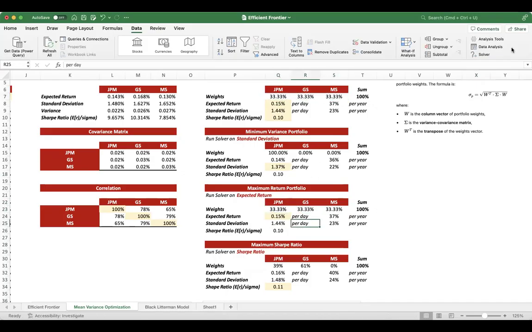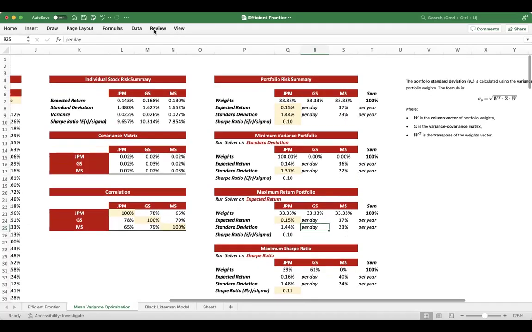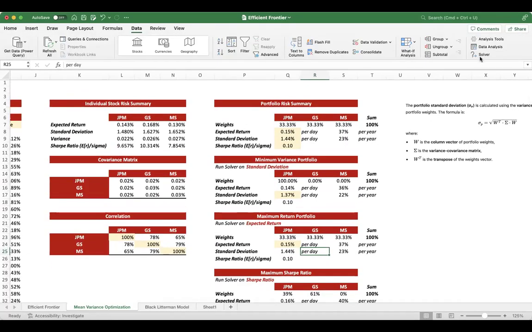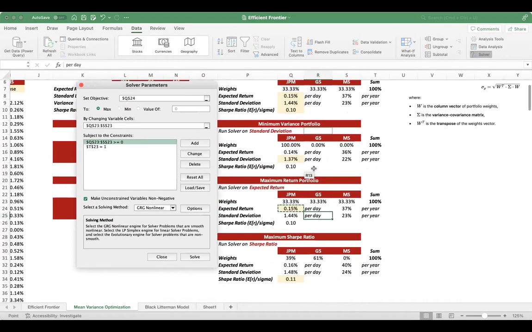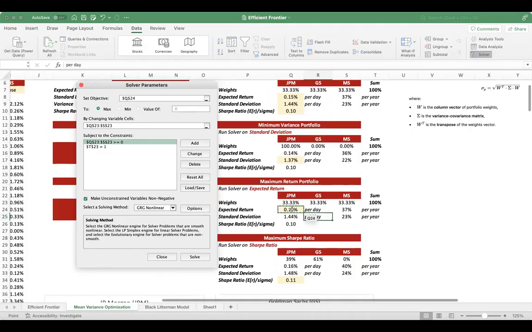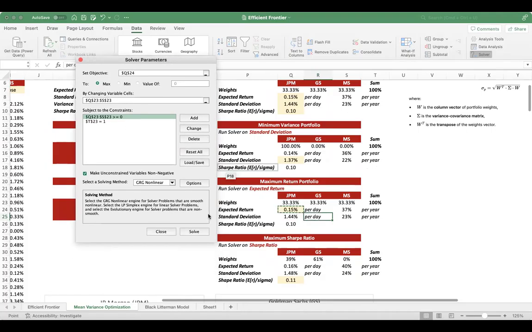Let's say this is my portfolio. So let me run the solver again. I'll go to Data and click on Solver, and then I'll run. If you look at it, it is trying to maximize this value by changing these weights, and these are the two conditions, right? So let's click on Solve.